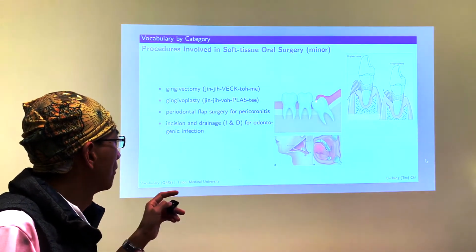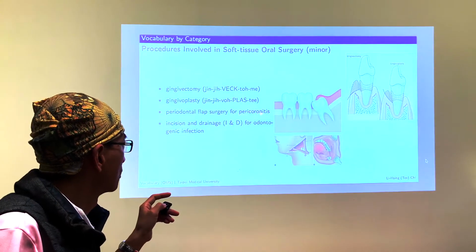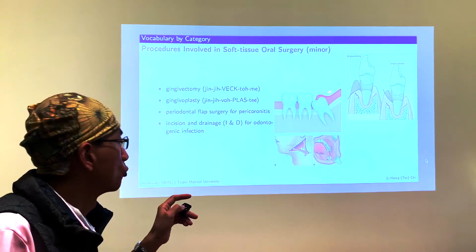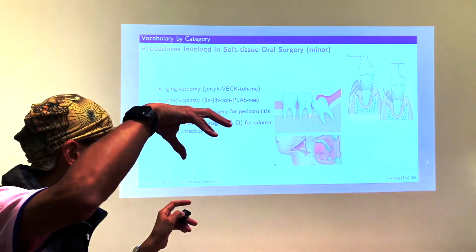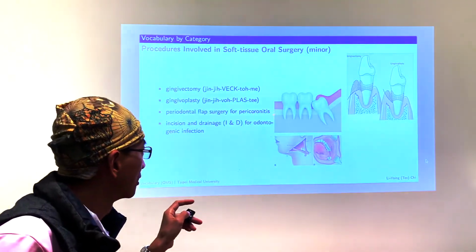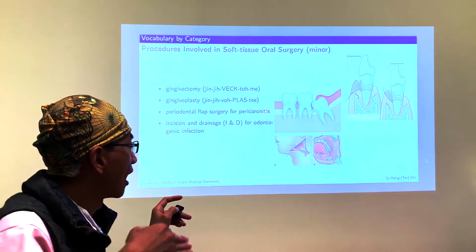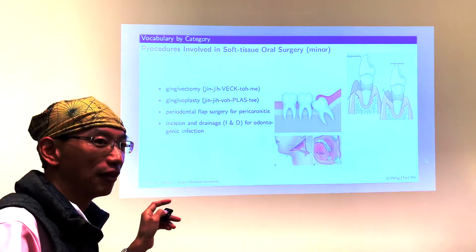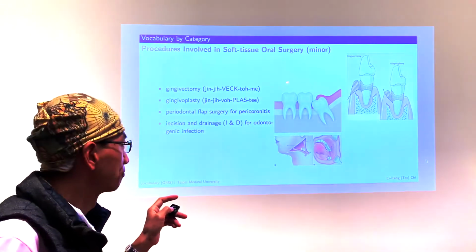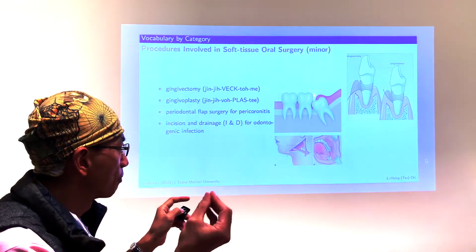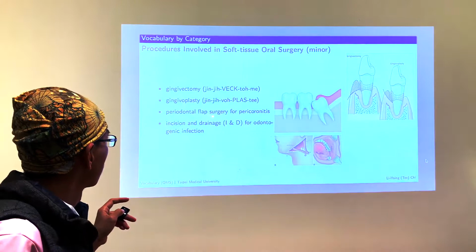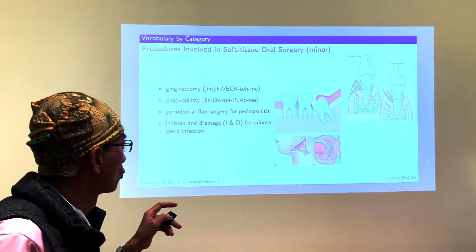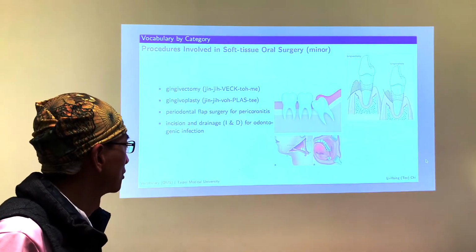So that's pericoronitis, around the crown of the tooth. Any kind of -itis means a kind of inflammation or infection, looking like that: swelling, painful, and sometimes bleeding. So the periodontal flap surgery is for cutting that one for the pericoronitis.